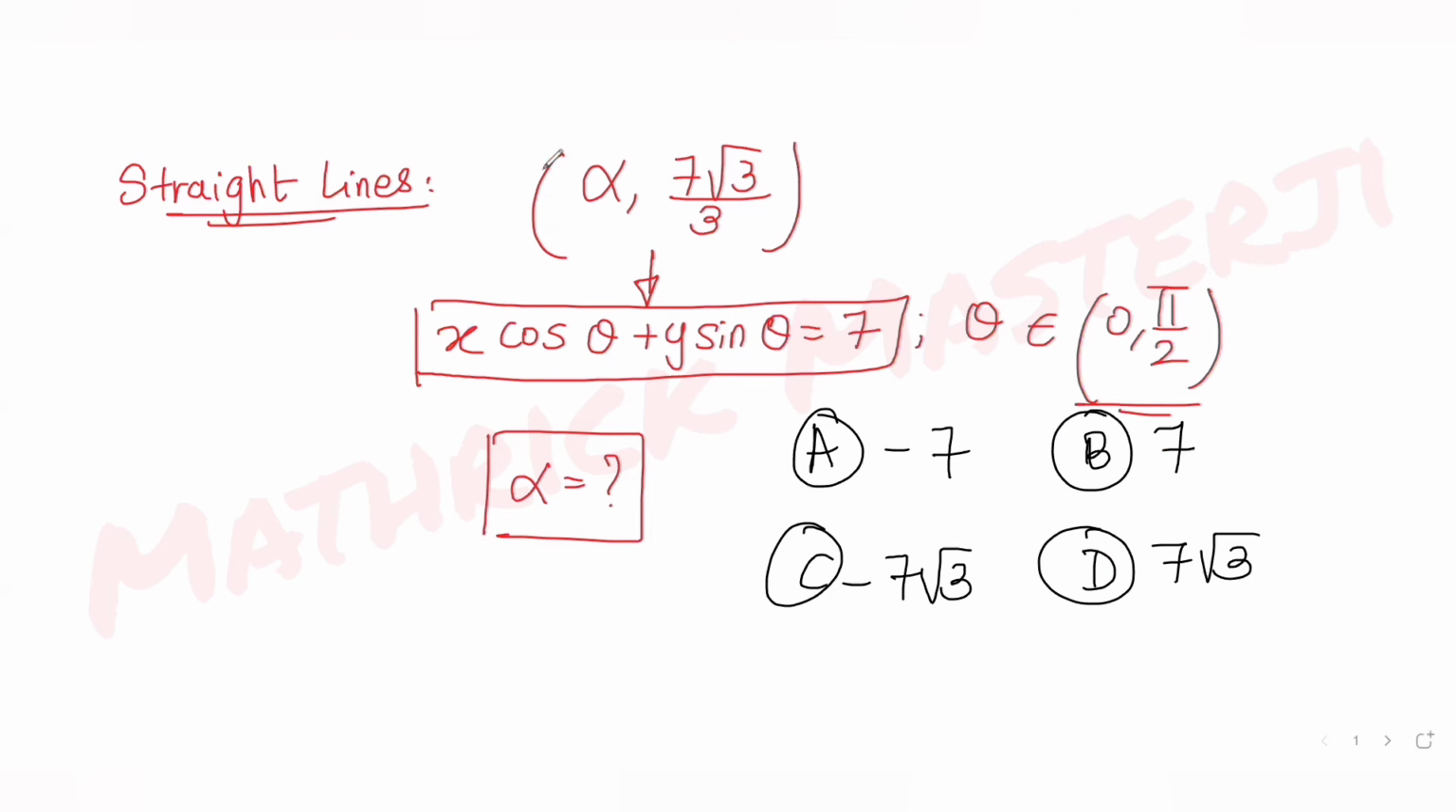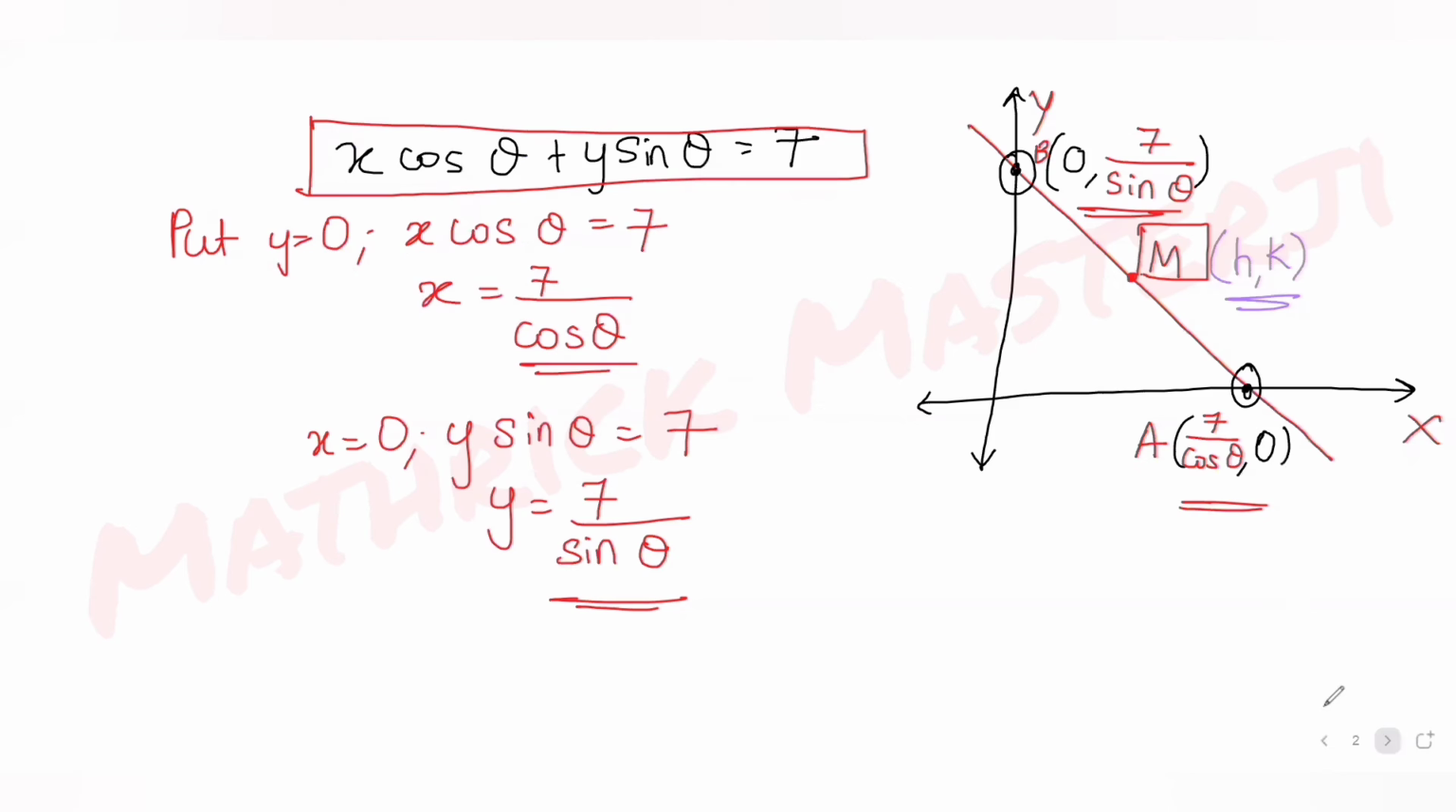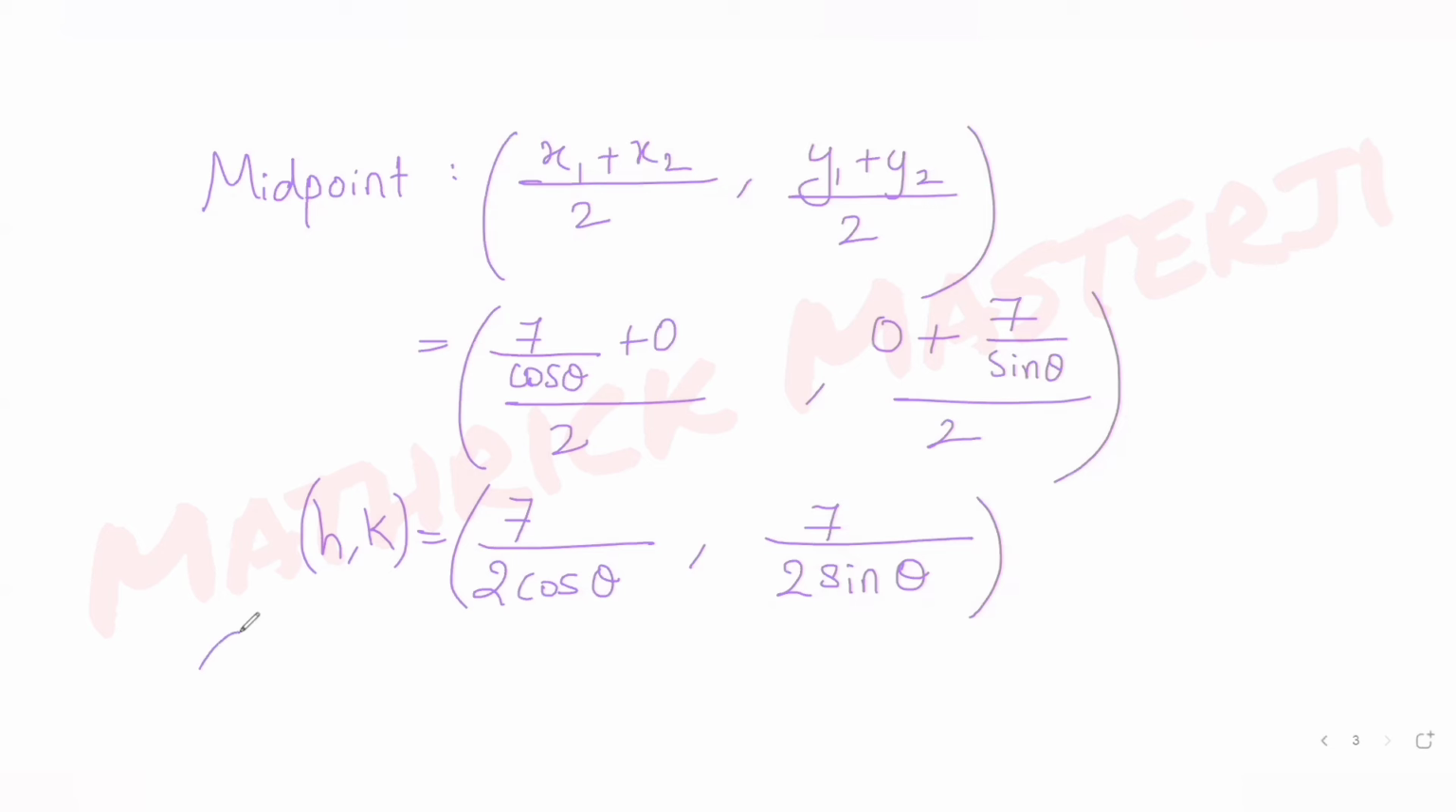So once I get that, I have been told that alpha comma 7 root 3 over 3 is lying on the curve which is traced by the midpoints of the line whose equation is this. So this will satisfy your midpoint coordinates, that is h comma k. So if, instead of h comma k, I put here alpha comma 7 root 3 over 3, it equals 7 over 2 cos theta and 7 over 2 sin theta.